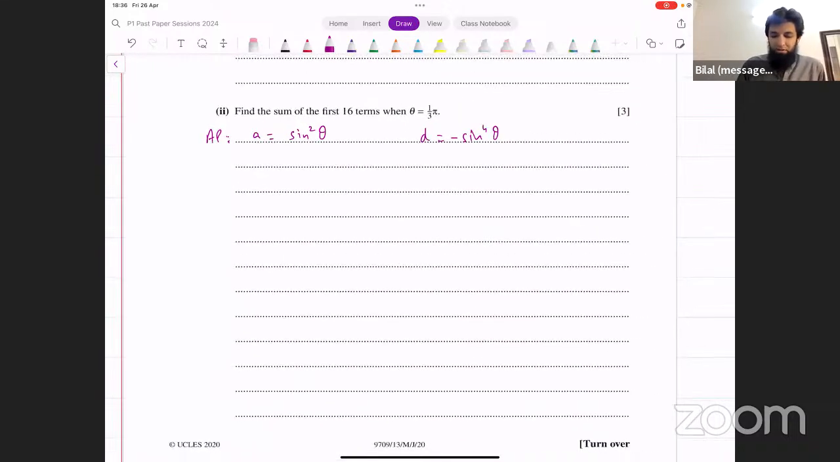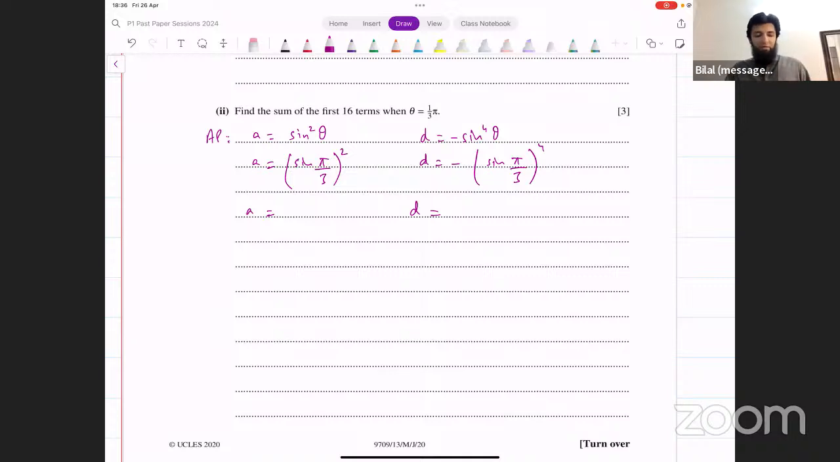Let's input that value of theta here. What's the first term going to be? Sine of pi over 3 whole squared. And the difference is minus, remember this minus is outside, and then inside you have sine of pi over 3 whole raised to power 4. Since they don't want an exact answer necessarily, you can evaluate this from a calculator directly. If they wanted an exact answer, you would have to show steps for that. So you can just put this whole thing on a calculator. Sine pi over 3 whole raised to power 2, and that gives me 3 over 4. That's A.